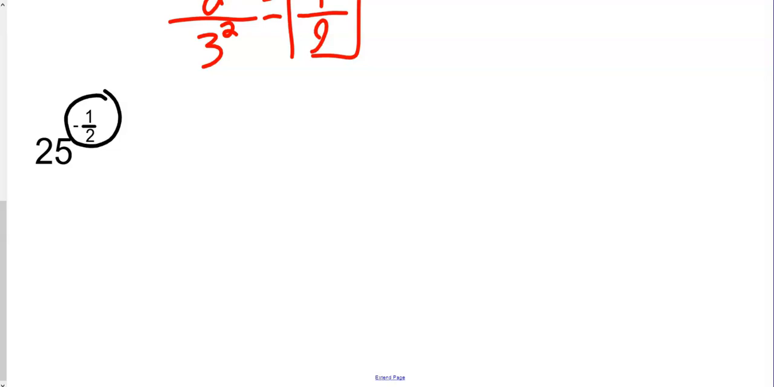Now some of you are going to be like, Mr. Armstrong, how do you know it's in the numerator? And the reason why I know it's in the numerator is because there's not a line above it showing me that it's in the denominator. If I wanted this in the denominator, I would have had to show you that. But you do not see that. So that means that this guy is in the numerator.